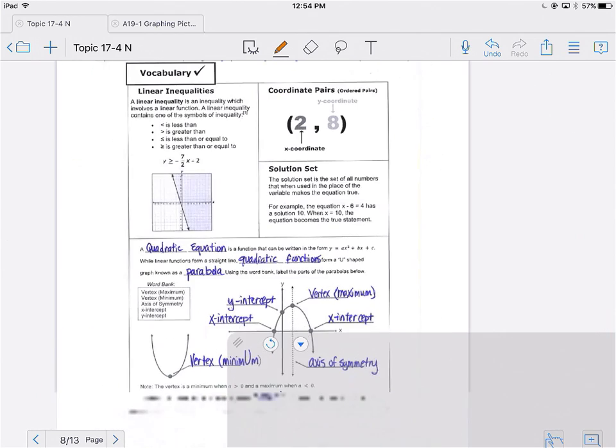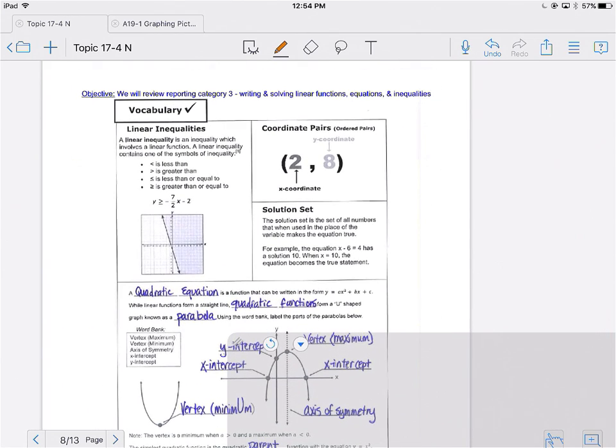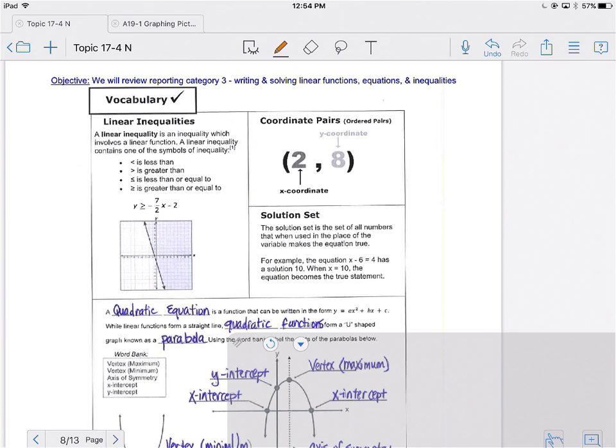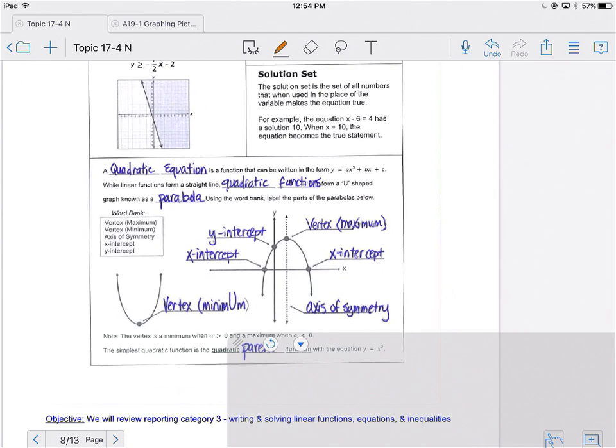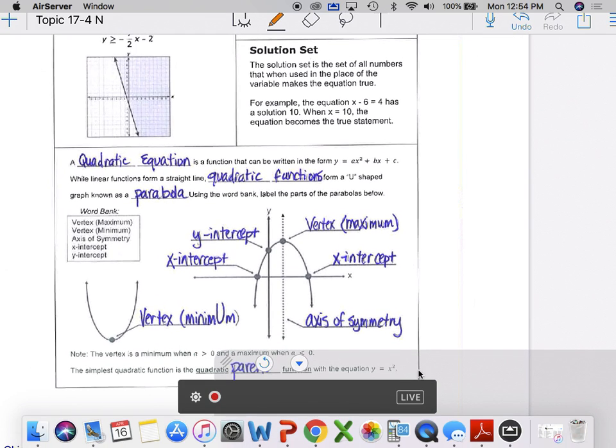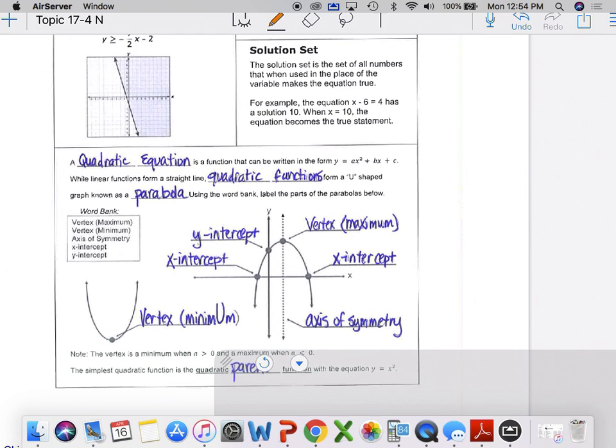On the back page, we have some quick vocab. So linear inequalities, coordinate pairs, solution set, and then quadratics, which we haven't really talked about yet today, but we'll be talking about in the future. So you might want to review that before we get to quadratics so you know exactly what to do when we get there.